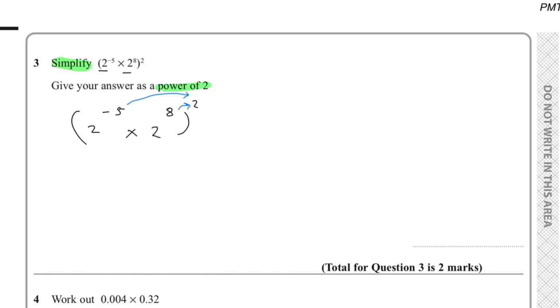So we first have 2 to the power of minus 5 times 2, which is minus 10. Our multiply sign in the middle stays the same, and then we have 2 to the power of 8 times 2, which is 16. Remember, when multiplying two indices together, we add our powers. That should give us our final answer of 2 to the power of minus 10 add 16, which is 6. So we can write that in the space that they've given us.